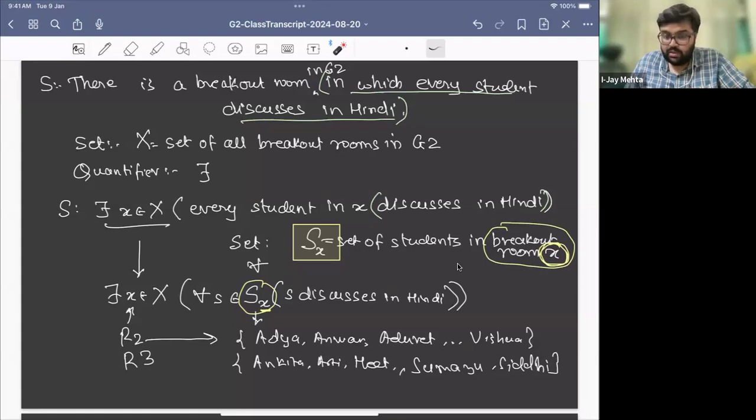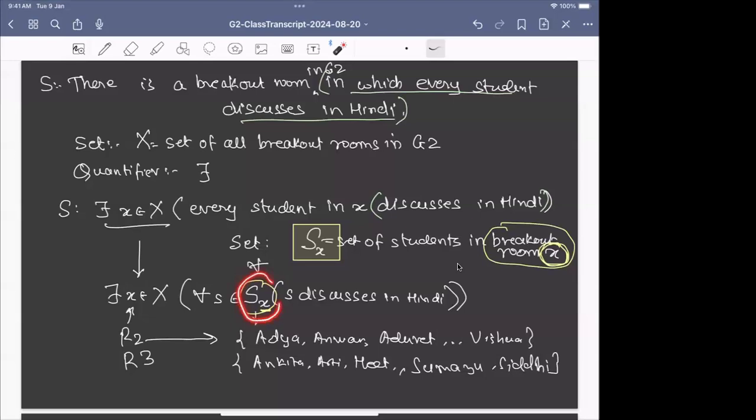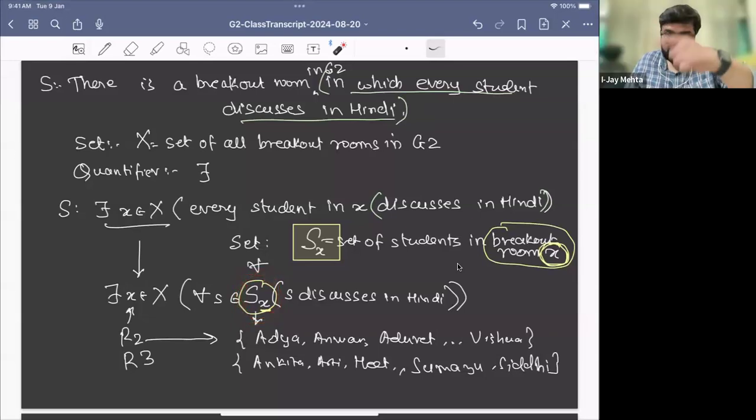Students of room number 7, right? So my set has changed. If I go in room number 7, my set is students of room number 7. If I go to some other room, my set is changing every time. Do you understand now?